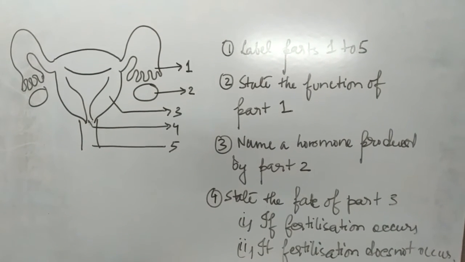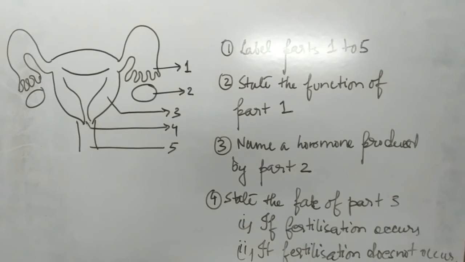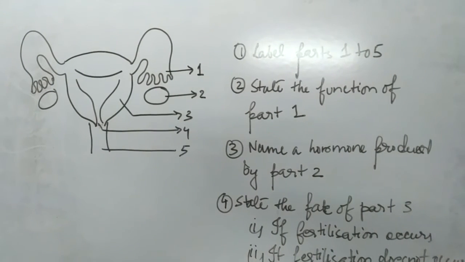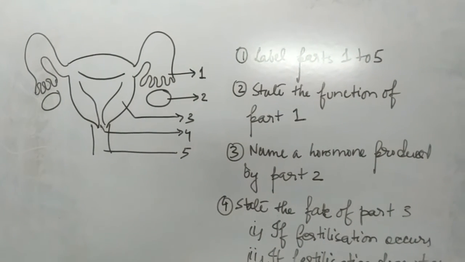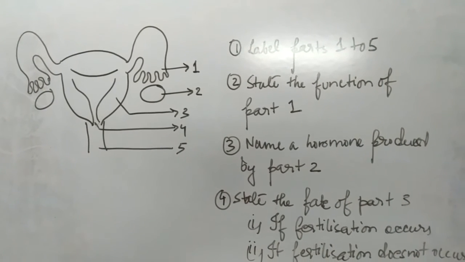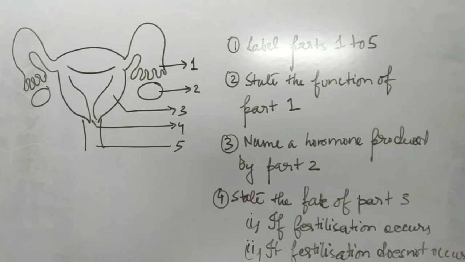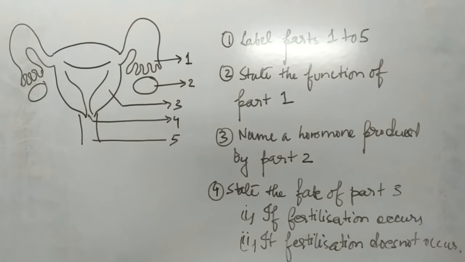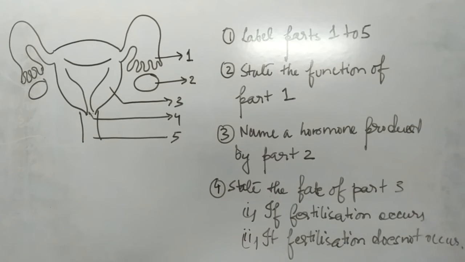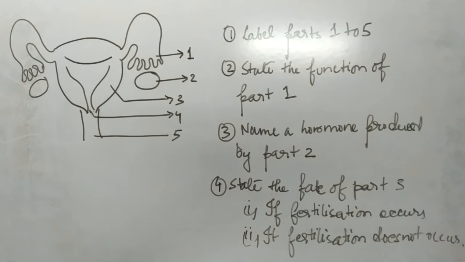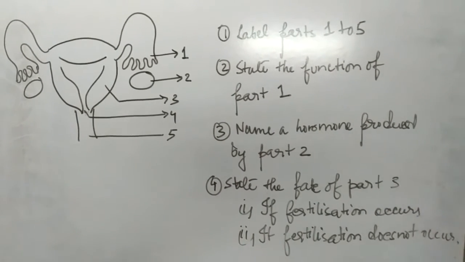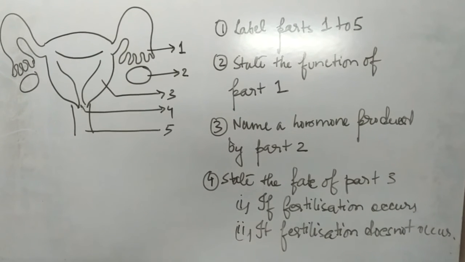Now the next question is, state the function of part 1. Generally part 1 picks up the egg from the ovary after the process of ovulation. That means after the egg is released at about the 14th day of the menstrual cycle, the oviducal funnel picks up this egg. Next is, name a hormone produced by part 2. Now part 2 is the ovary and it produces the female hormone estrogen. And what is the function of estrogen? Along with progesterone, it prepares the uterus for reception of the baby.